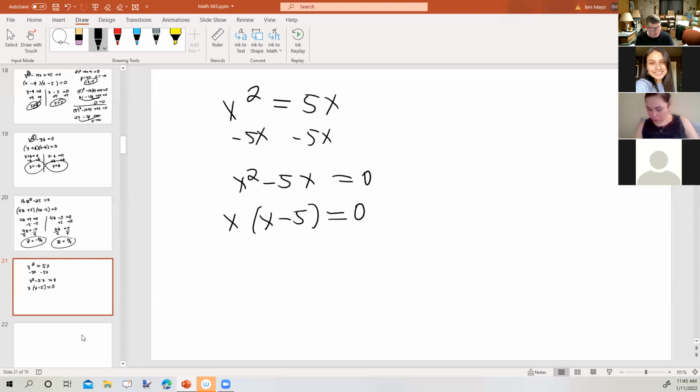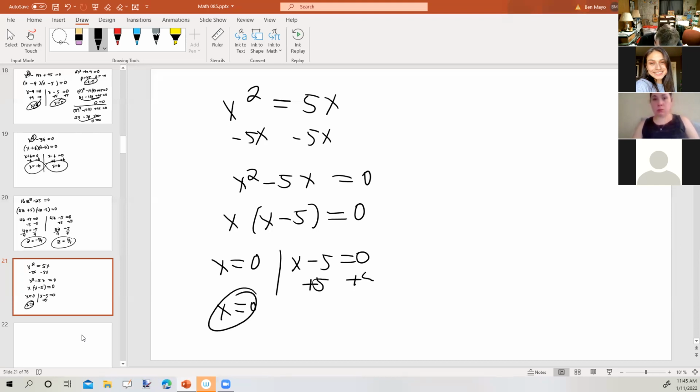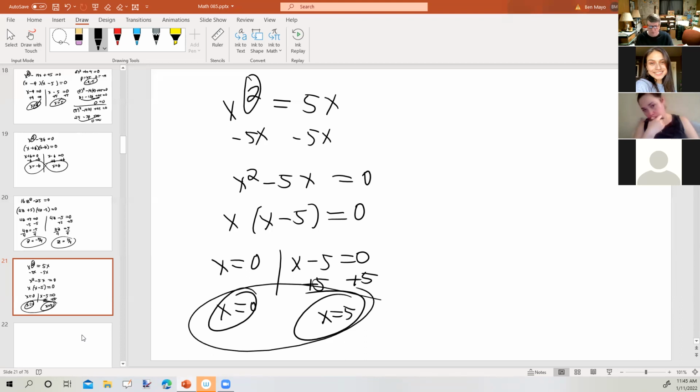So we've got it factored into two factors. So that means either x equals 0 or x minus 5 equals 0. Well, if x equals 0, then x equals 0. If x minus 5 equals 0, adding 5 to both sides of the equation, x equals 5. So second degree equation, two solutions.